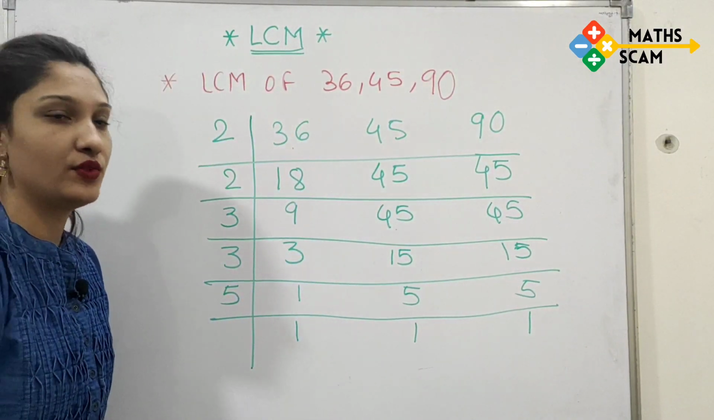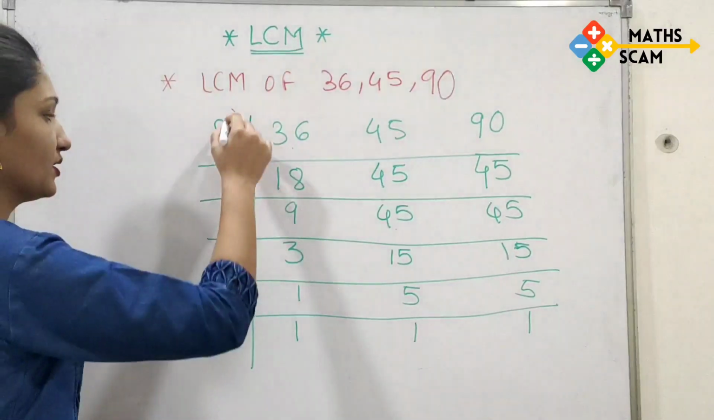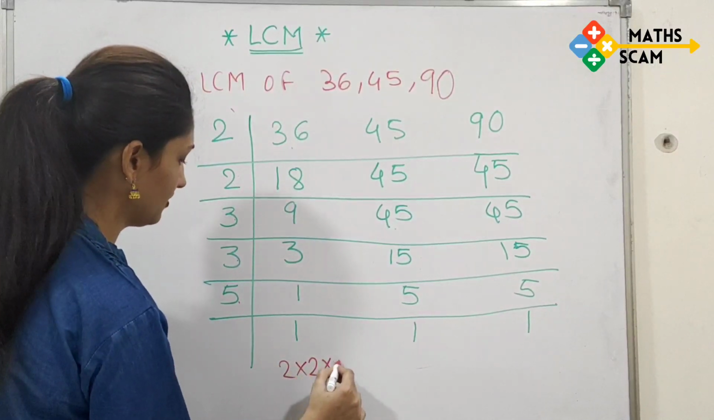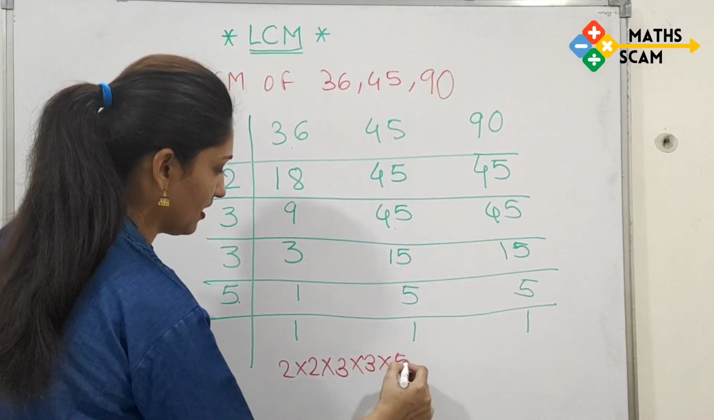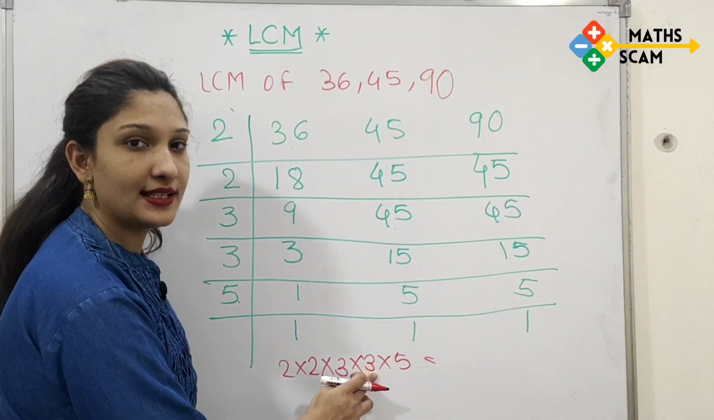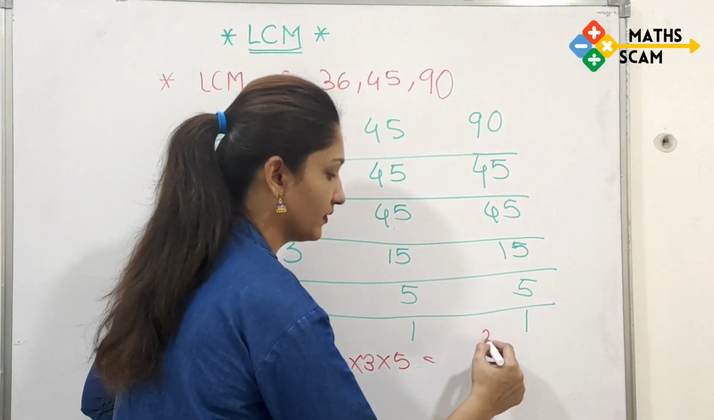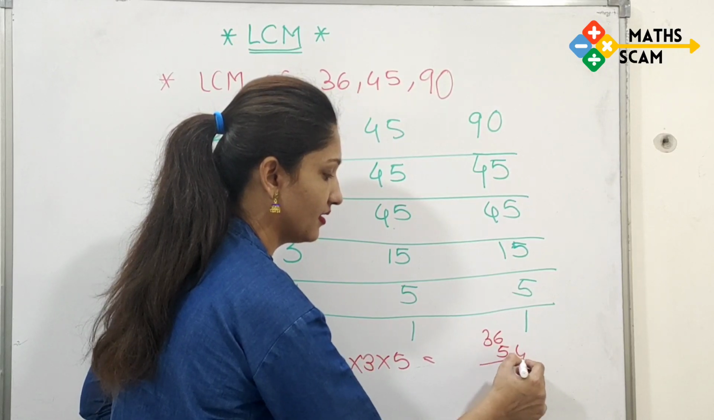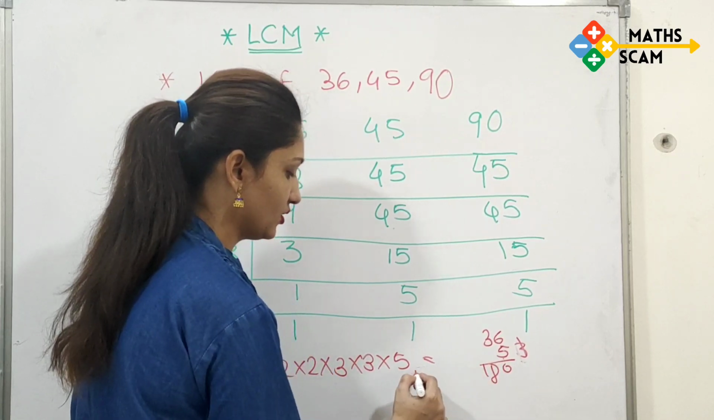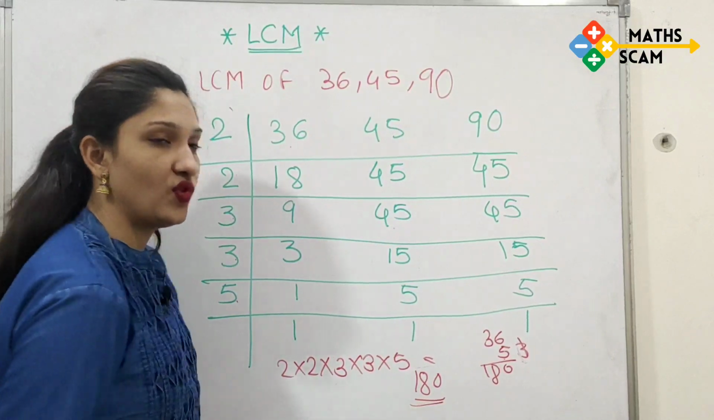Okay. Now we got the common multiples. Next step is to multiply these numbers: 2 into 2 into 3 into 3 into 5. The answer: 2 2s are 4. 4 3s are 12. 12 3s are 36. 36 5s are 180. So the LCM of 36, 45, 90 is 180.